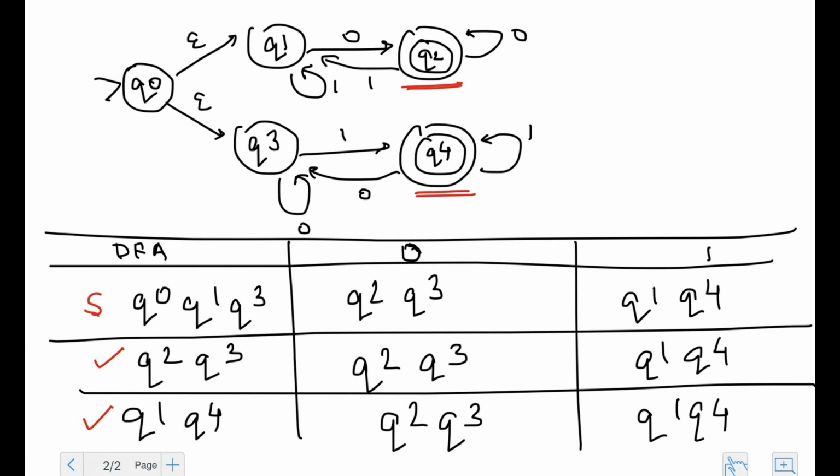In the next video, we'll take a special case of this conversion where we have something called a trap state or a dead state. So we'll see that in the next video.